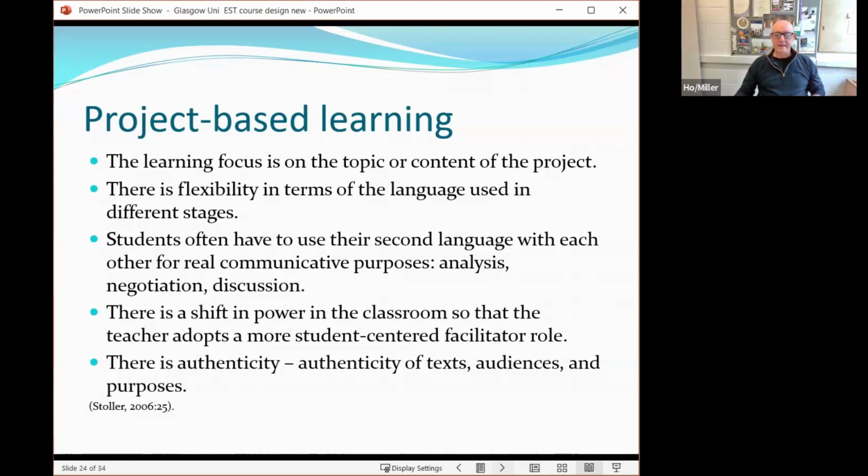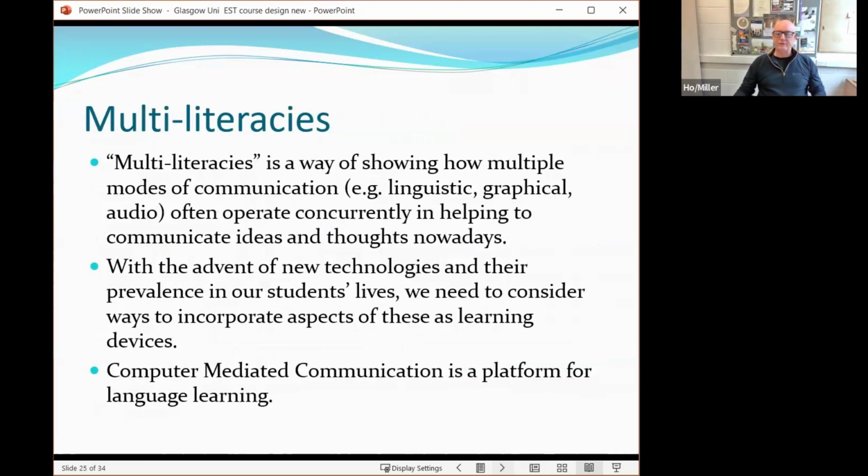The main idea about project-based learning is that there's authenticity of texts, audiences, and purpose. And that basically for us created the motivation for the students to complete the projects. And if you've got time to go online to YouTube and have a look at some of these projects, I think you'll be impressed at the performance a lot of the students made in this 7-week project.